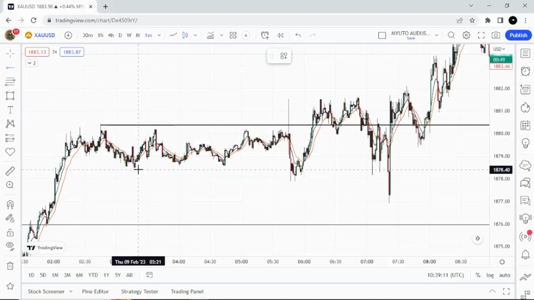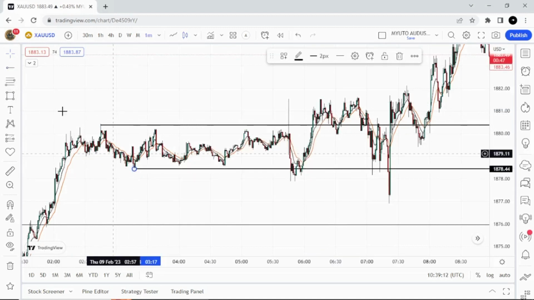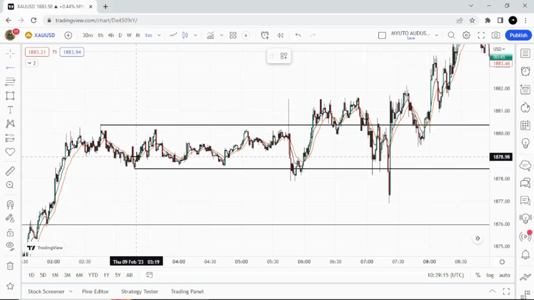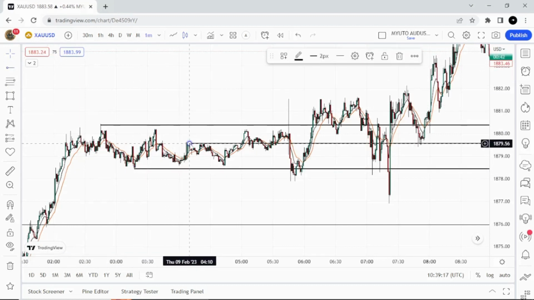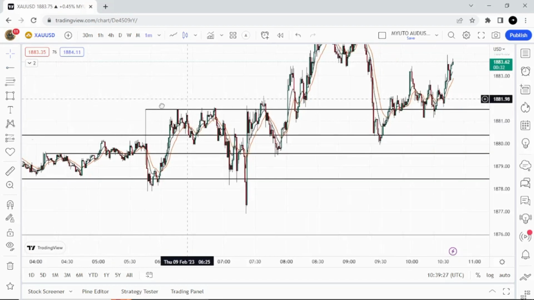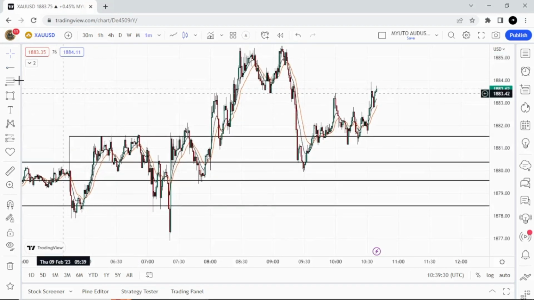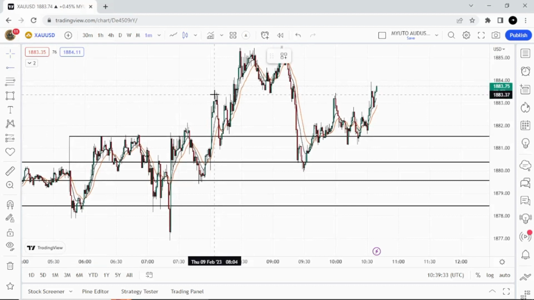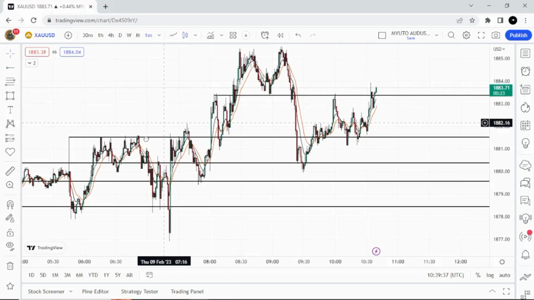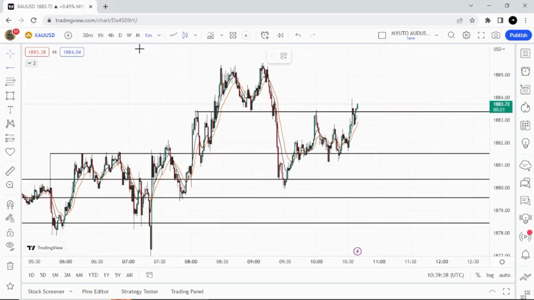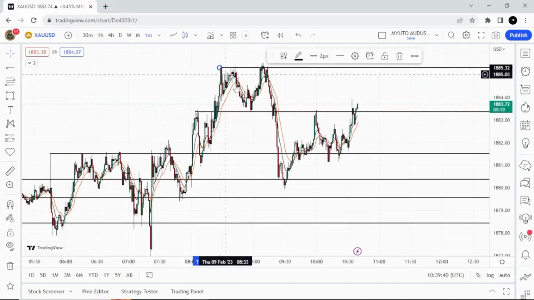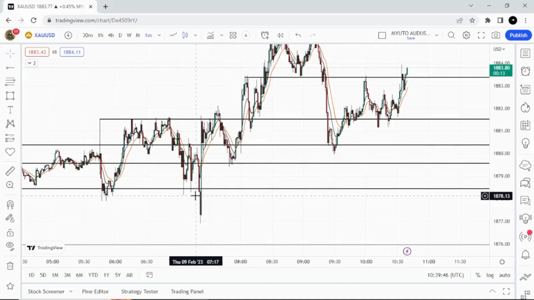just marking out the significant levels. Have a level there. We have a level there. So you see how confusing these levels can be. You just have too many levels on this time frame. We have one there. We have another here. So you see how many key levels there are on this time frame.